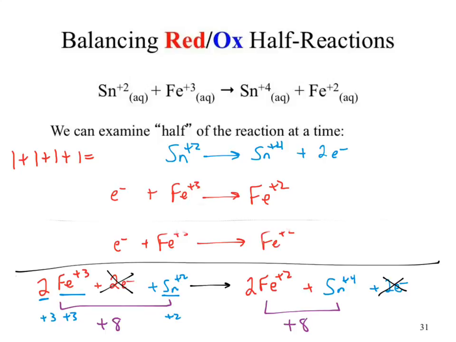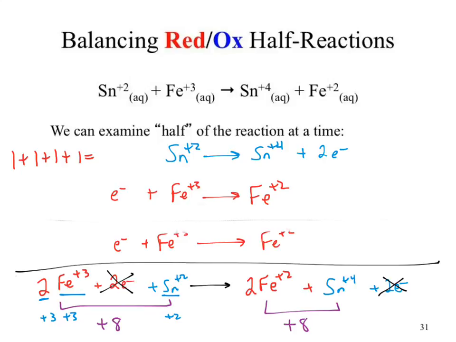We can cancel them out. So those won't show up in my overall equation. All that shows up is the correctly balanced iron and tin. How many irons on the reactant side? 2. How many irons on the product side? 2. How many tins on the reactant side? 1. How many tins on the product side? 1. Still balances out the same way as we've done before.